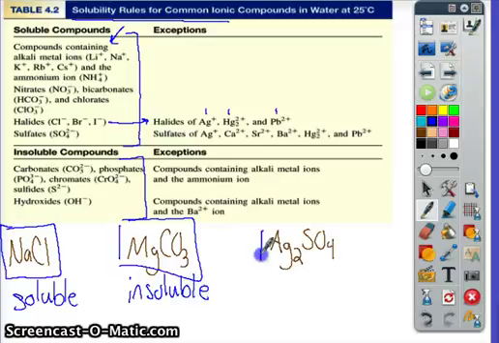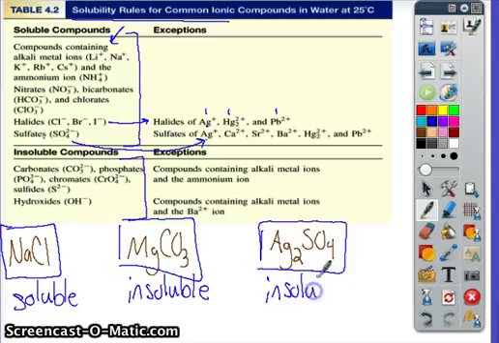And the last one, silver sulfate. Again, we're looking for silver. We see silver over here, but that's when it's with a halide. In this case, it's not with a halide, it's with a sulfate. We see silver down here, it is with a sulfate. So sulfates are soluble unless it's with silver, which it is. So in this case, it's going to be an exception to the soluble rule, and it will be insoluble.